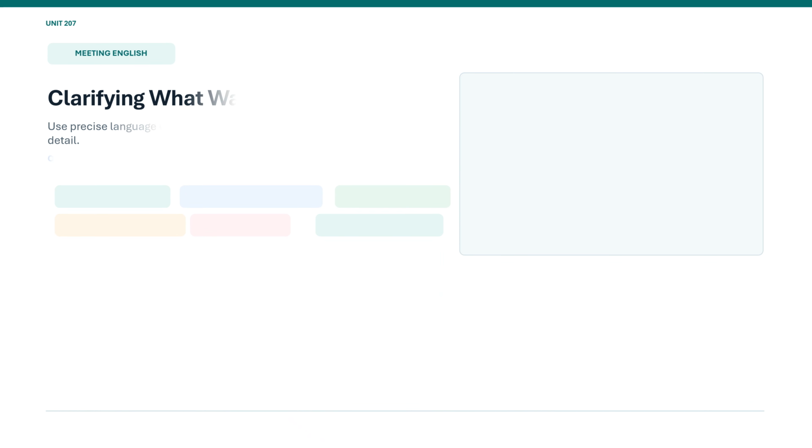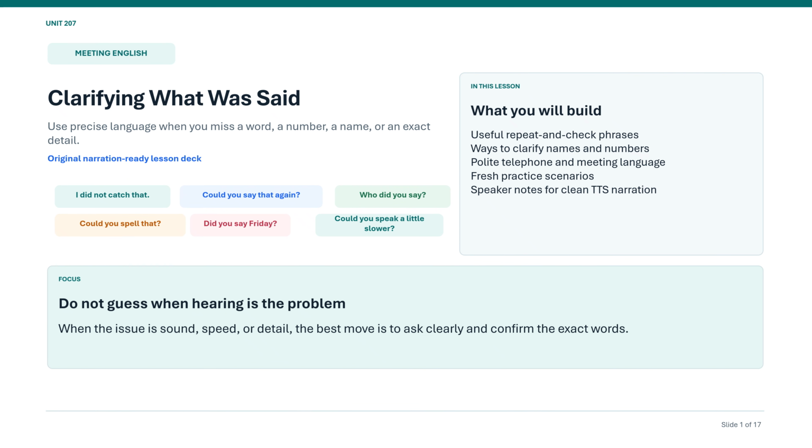Welcome to Unit 207, Clarifying What Was Said. Use precise language when you miss a word, a number, a name, or an exact detail. In this lesson, we will build a practical phrase bank, study the tone behind the language, and practice with original meeting examples. The goal is not only to sound correct. The goal is to sound calm, clear, and easy to follow in a real discussion.